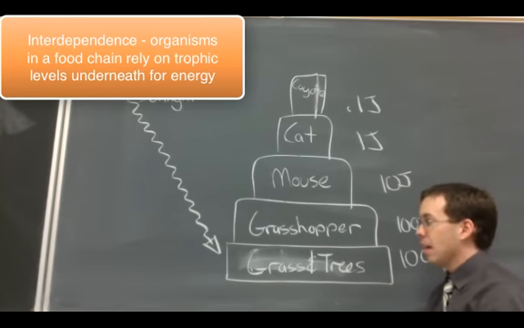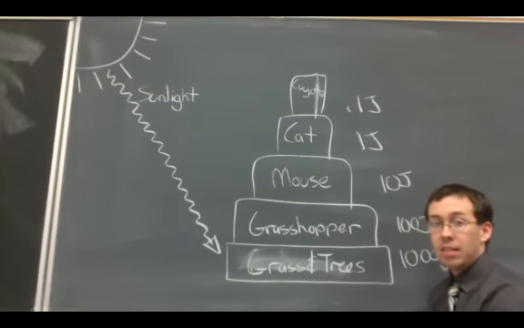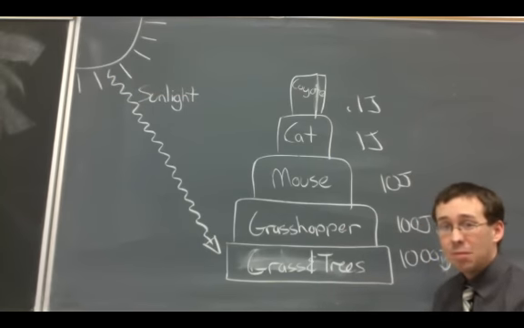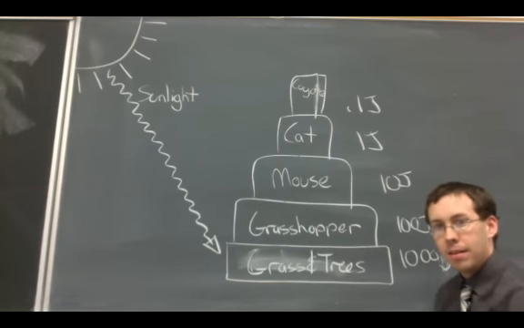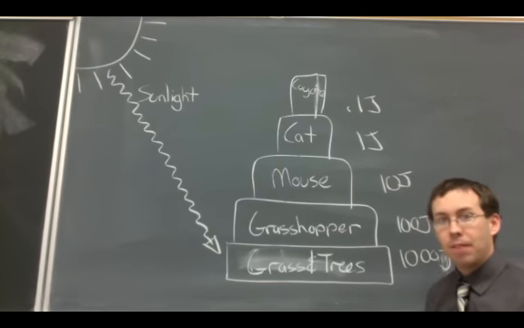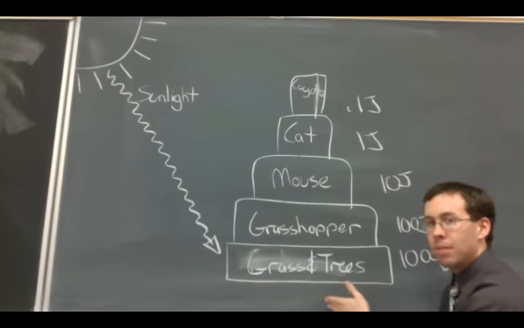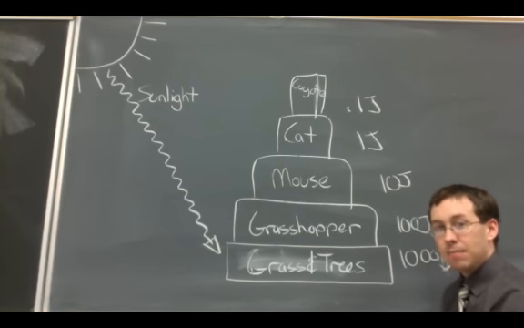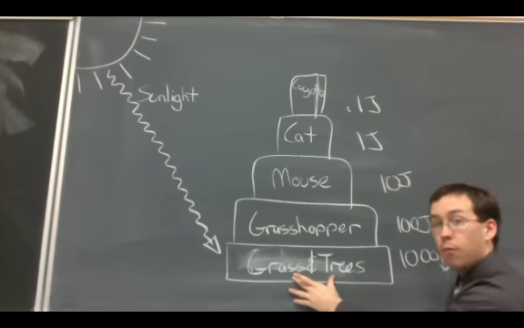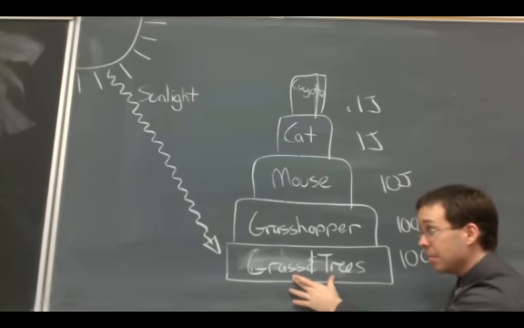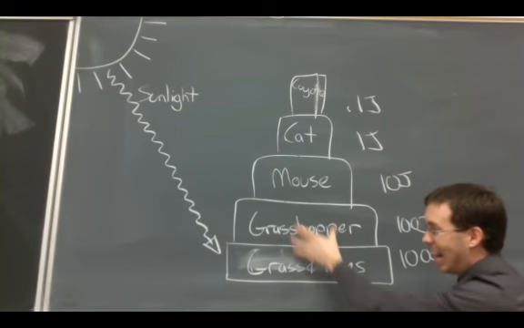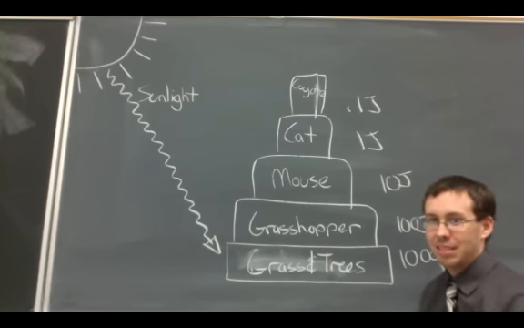So think about it. If we took out the grass and the trees, what type of impact would that have on the rest of the pyramid? Well, it'd be a negative impact for sure, because all of the energy that's input into this food chain starts off with the grass and the trees. If these are gone, the entire ecosystem collapses.